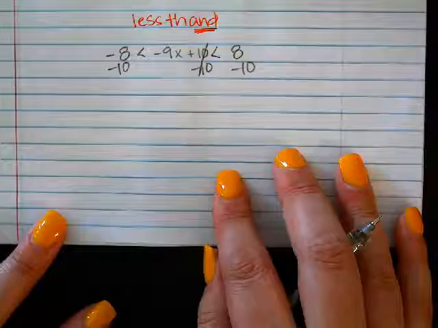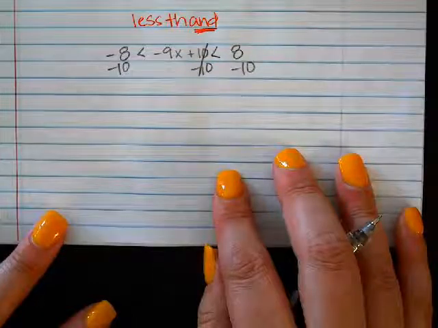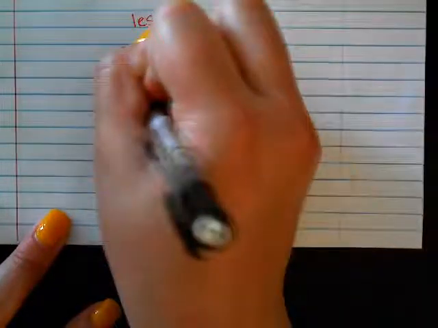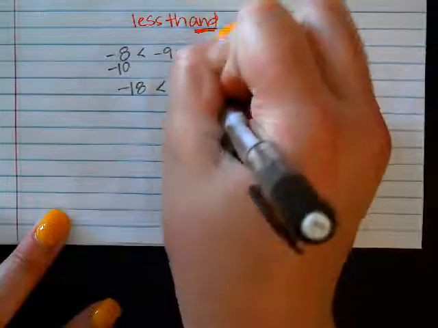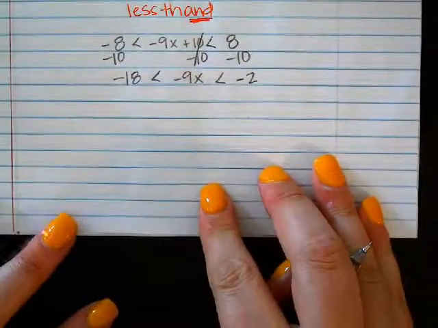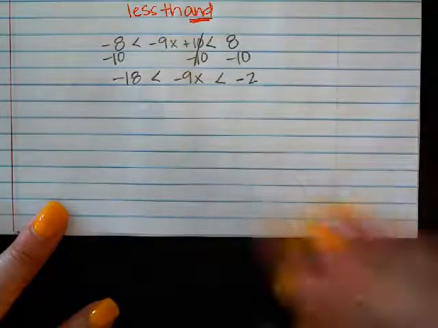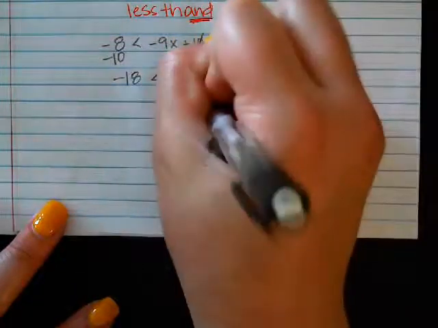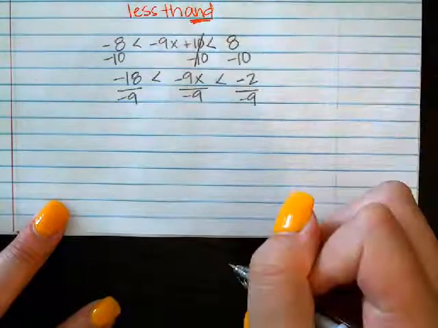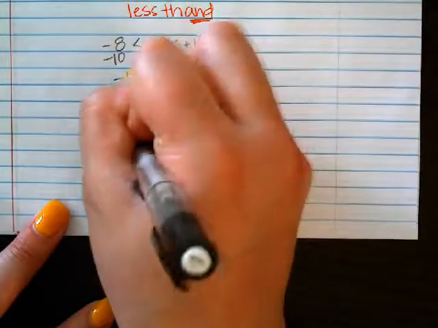So we've got negative 18 is less than negative 9x is less than negative 2. And now what should we do? Okay, and we're dividing by a negative, so what's going to happen? We got to flip all of our symbols. So we got 2, flip, x, flip, 2/9.